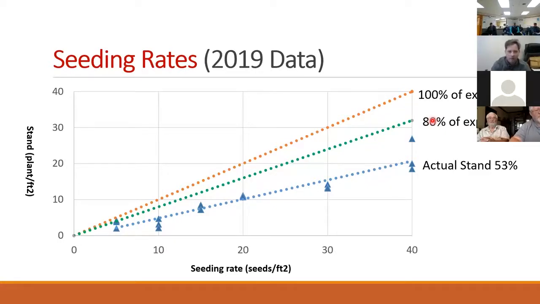Seed treatments, there's a lot of good seed treatments out there. They're not all the same. Some of them will work better in some people's conditions than in others. So this green line is the expected, and this is what we actually got.